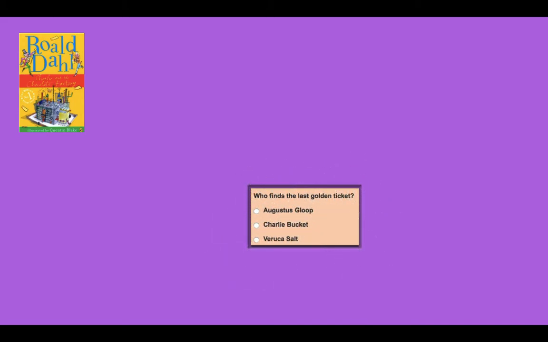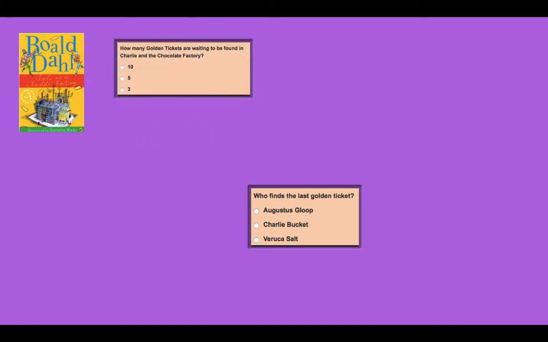And this is our last slide, and it's based on, you can see it, Charlie and the Chocolate Factory. So let's see how much you can recall from Charlie and the Chocolate Factory. Number 1, who finds the last golden ticket? How many golden tickets are waiting to be found in Charlie and the Chocolate Factory?